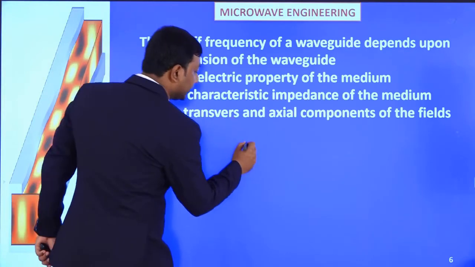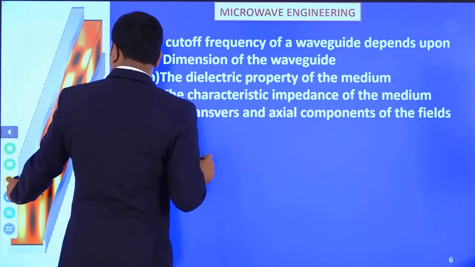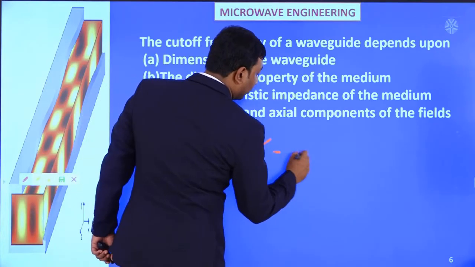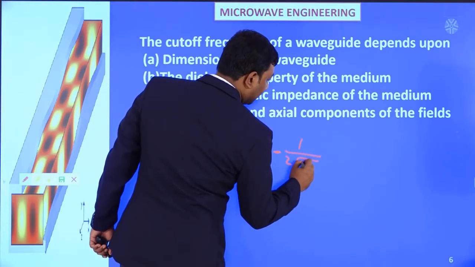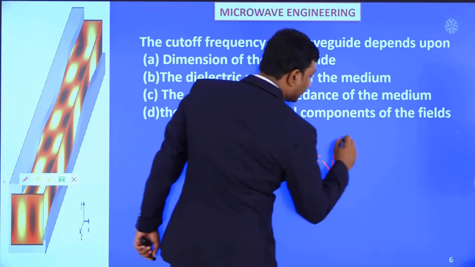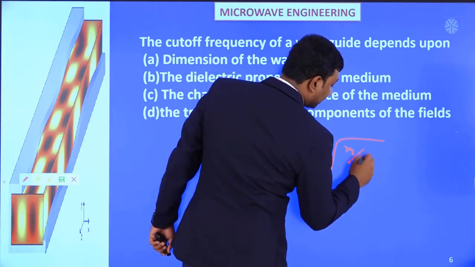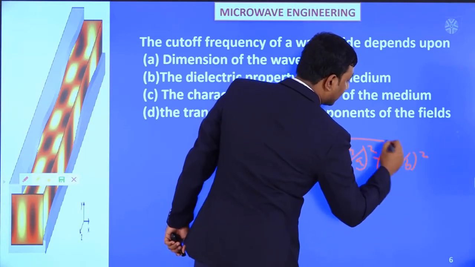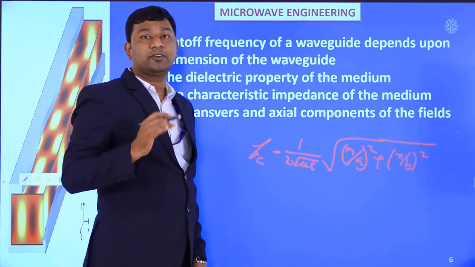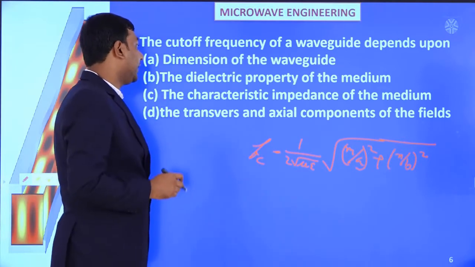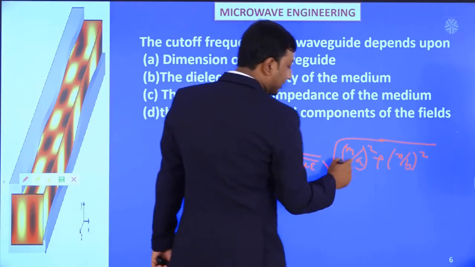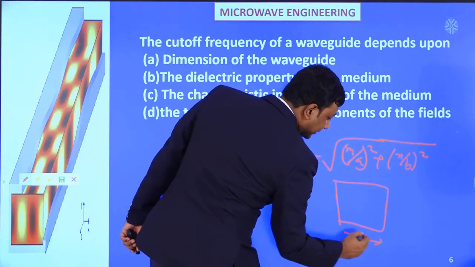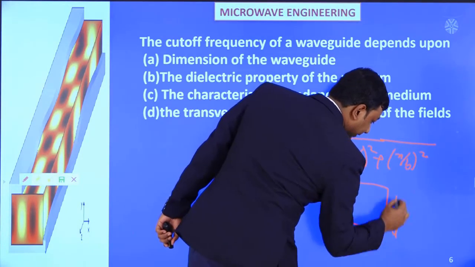So first, see the first point, what is the cutoff frequency of the waveguide? We know the cutoff frequency for a rectangular waveguide is equal to 1 by 2 root over mu epsilon times root over (m by a) whole square plus (n by b) whole square. Okay, so that is the cutoff frequency of a rectangular waveguide. Here a is the length in the x direction and b is the length in the y direction.